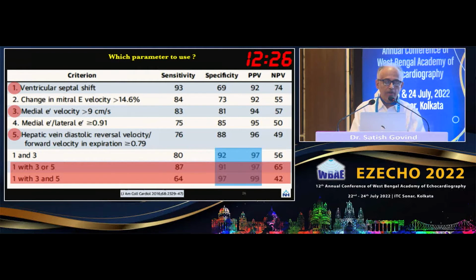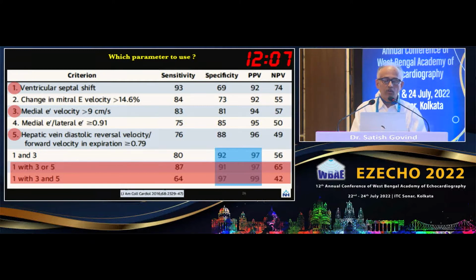And you can see that when you use these combinations, ventricular septal shift is always going to be part of it. And then you have the mitral E velocity, and then the medial E prime velocity, the lateral, then you have the annulus reversus here, and then the hepatic vein. So this is the sensitivity here in terms of how it goes down.